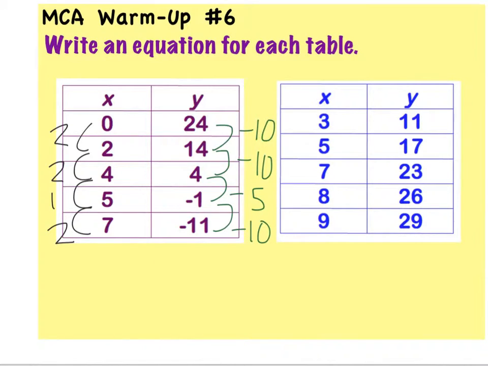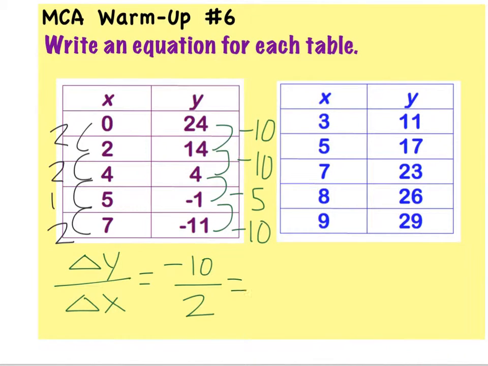If we were to calculate the change in y over the change in x, we would either do negative 10 divided by 2, or we would do negative 5 divided by 1. And negative 10 divided by 2 and negative 5 divided by 1, those are both equal to negative 5. So that's our slope for that first table.